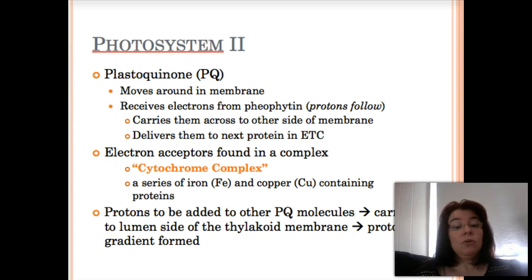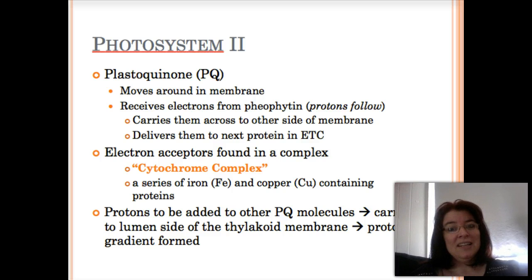So, plastoquinone is fully capable of moving around inside the thylakoid membrane. It receives electrons from pheophytin, and of course protons follow. Usually when a molecule receives an electron, it also receives a hydrogen atom. It carries the electrons across the membrane and delivers them to the next protein in the electron transport chain.